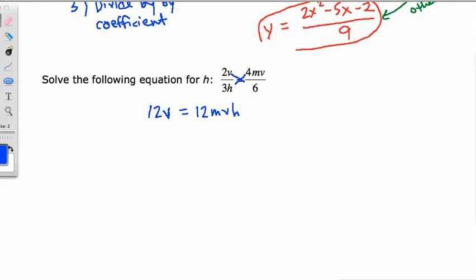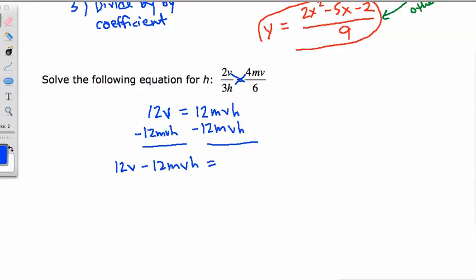Okay, we want to get all of the v's on one side. So we want to subtract the right-hand side. You can't just subtract the v part because it's all being multiplied. Okay, so on the left side now we'll have 12v minus 12mvh equals 0.